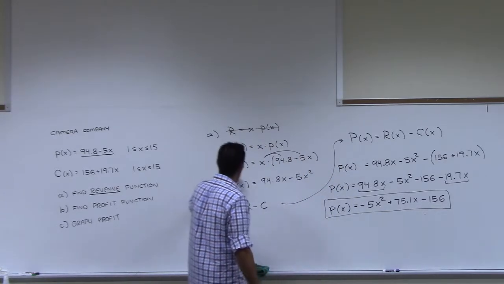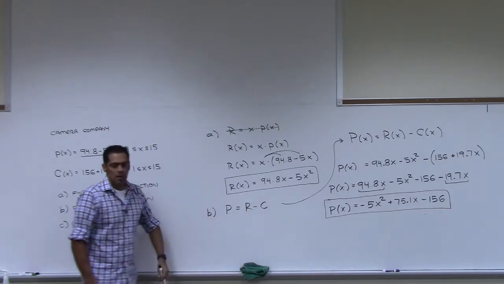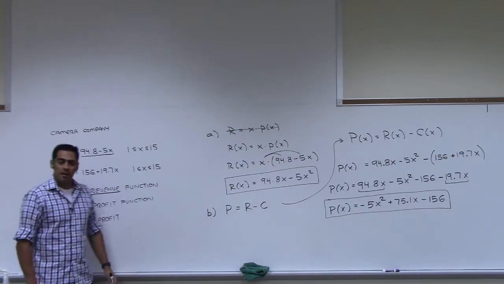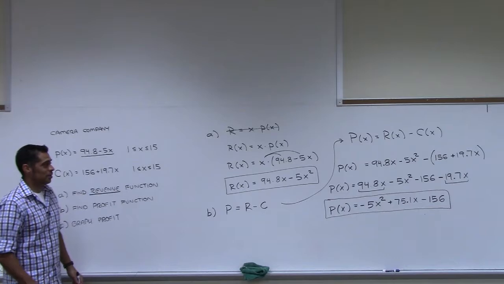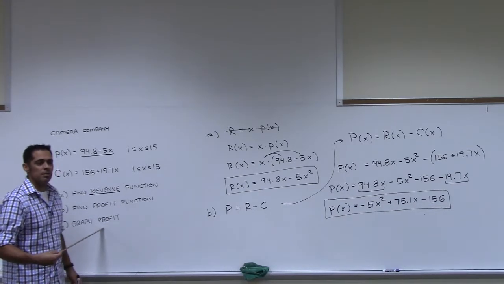And that is my profit function. The answer to part A was my revenue function, which was this. Any questions up to this point? We're good? Now, graph the profit function.